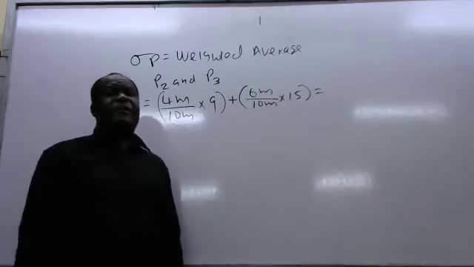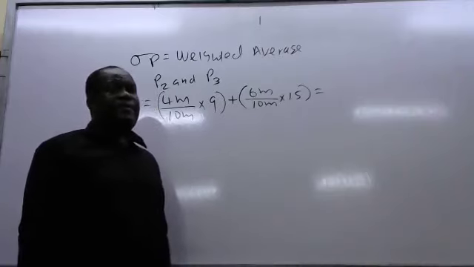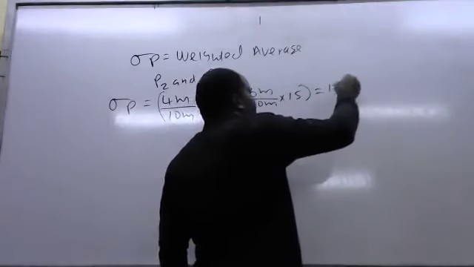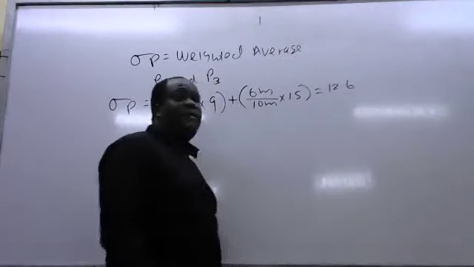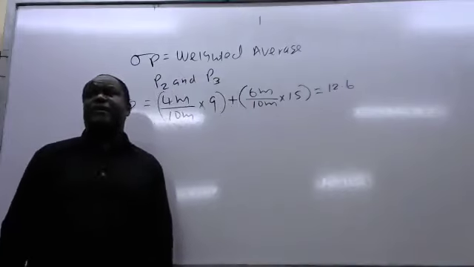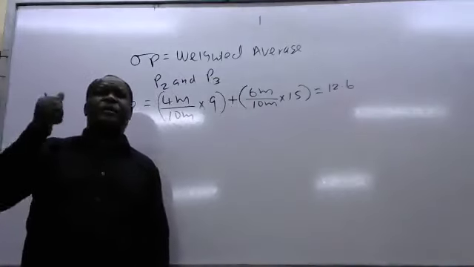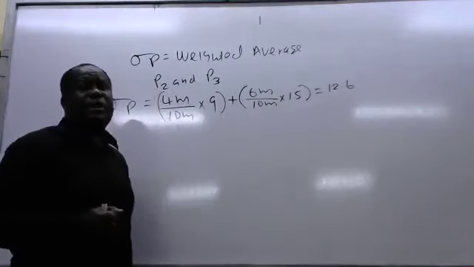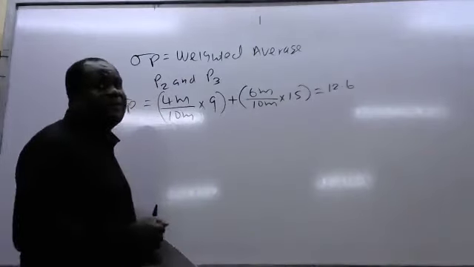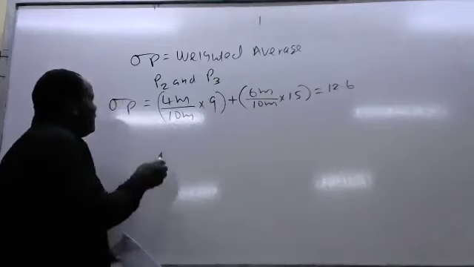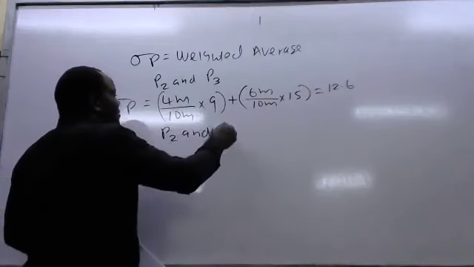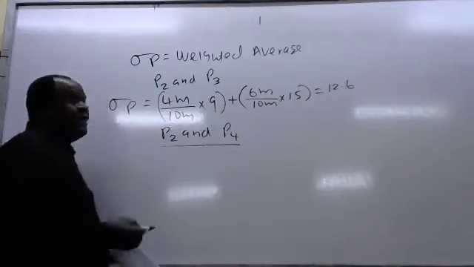It's coming to 12.6. So it will give you 12.6. That's now the first combination that we accepted. We also compute the second combination that we accepted. Which was the second combination that we had accepted? Projects 2 and 4. So we also compute for project 2 and also project 4.